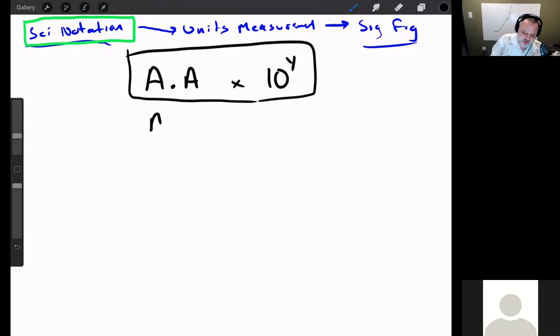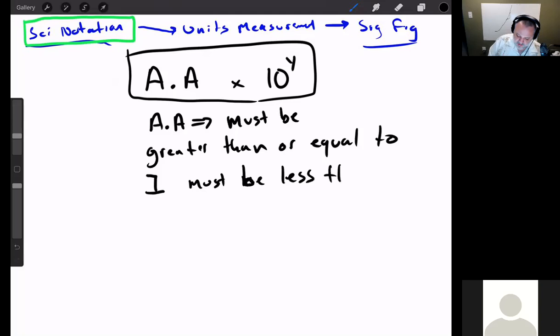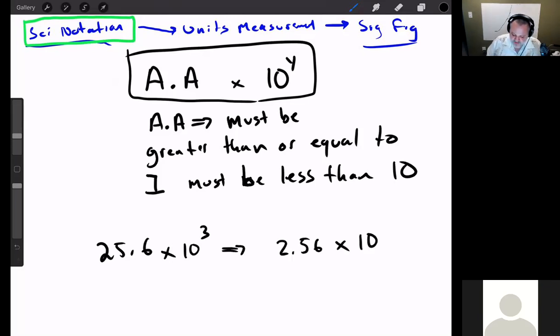Here's the thing that students often forget: A point A, whatever this number is, must be greater than or equal to 1, and it must be less than 10. So it's not that 25.6 times 10 to the third is not a real number. It's just not correctly expressed in scientific notation. To correctly express this number, it has to be 2.56 times 10 to the fourth.